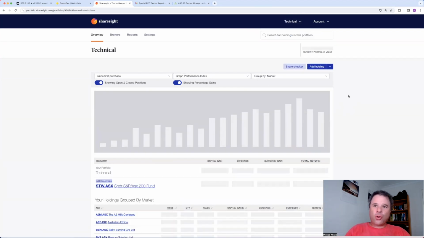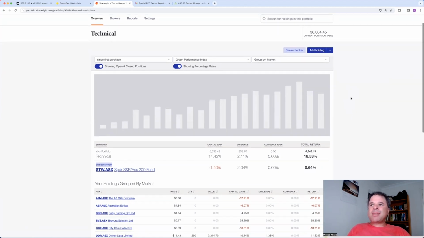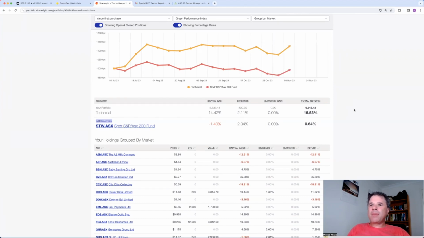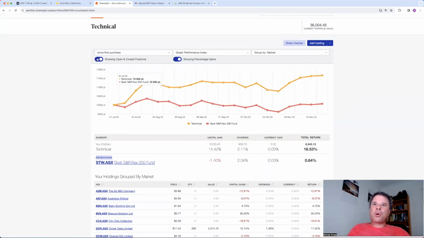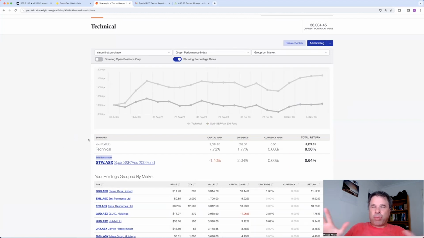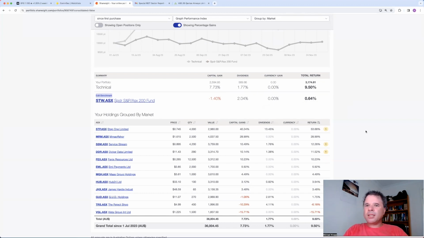So I use Technicals. You can see the current portfolio value, only $36,000. And this is up 16.5% compared to the benchmark, which is the STW, which is only up 0.6%. I'll just actually show you the holdings I do own right now, which means if you just break it down to only the current holdings, that's still up 9.5%. So at this point in time, only 2 companies on the loss side, Vista Group and the Reject Shop.